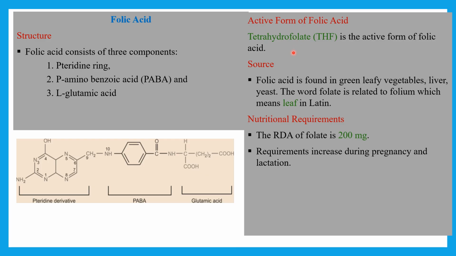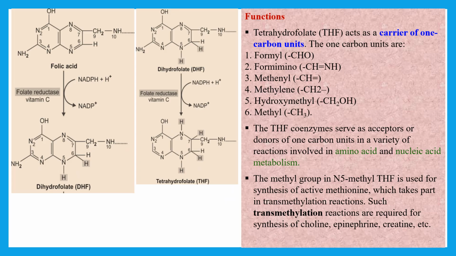The active form of folic acid is tetrahydrofolate. Folic acid is found in green leafy vegetables, liver, and yeast. The word folate is derived from the Latin word folium, which means leaf. The nutritional requirement is 200 micrograms per day, and the requirement increases during pregnancy and lactation.